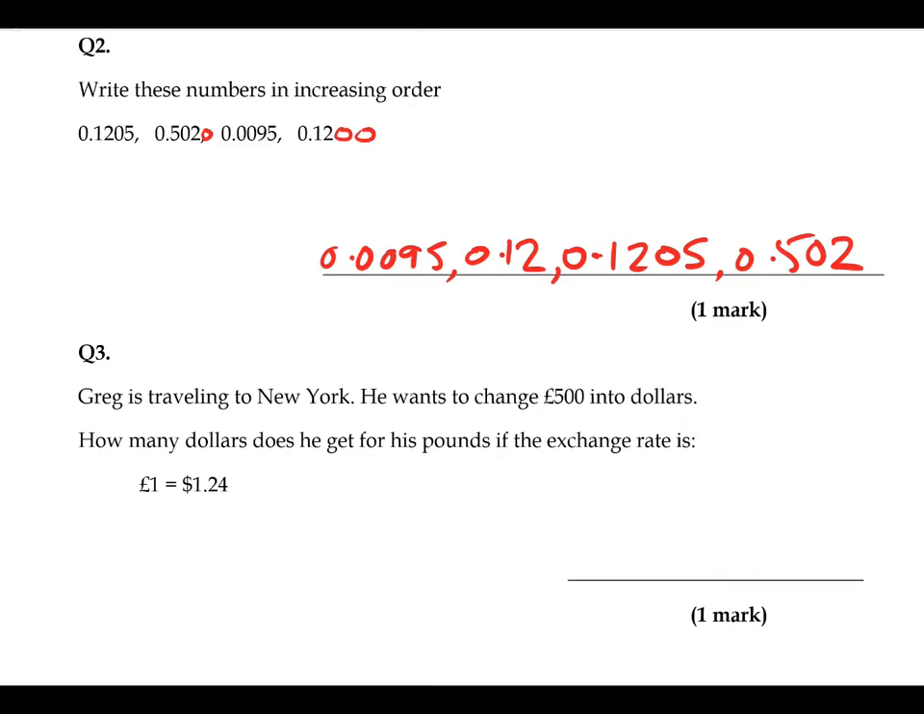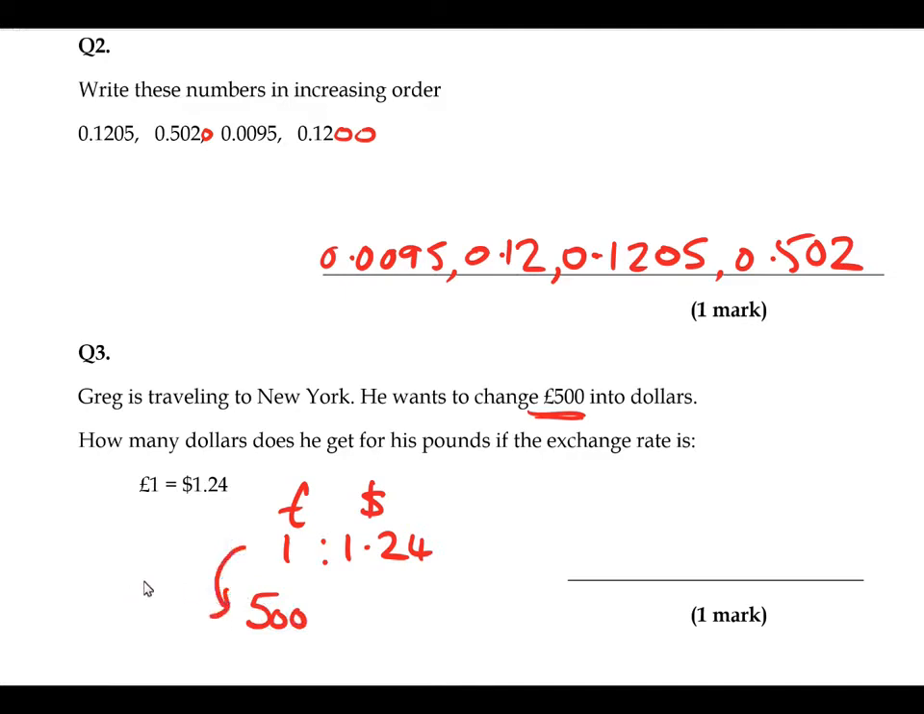Question 3. Greg is travelling to New York. He wants to change £500 into dollars. How many dollars does he get for his pounds if the exchange rate is £1 to $1.24? So we're doing a ratios question and it's a parts ratio and they've given us our strap line where £1 is $1.24. We've got £500 to change, so the pounds live under the pound side of our ratio.